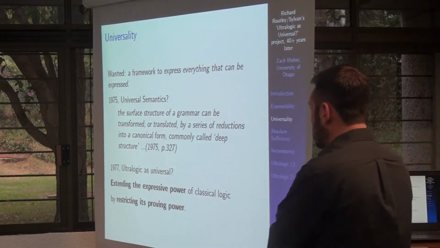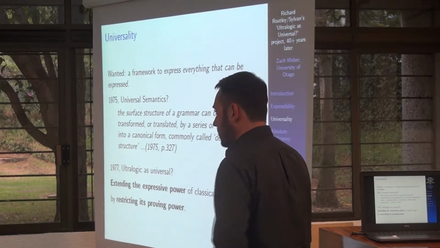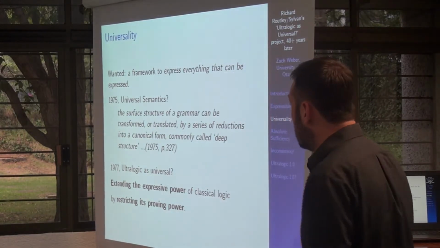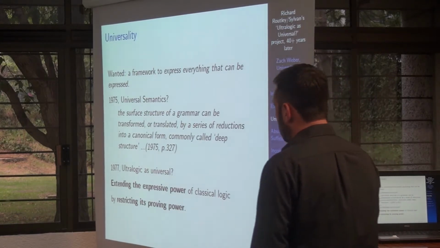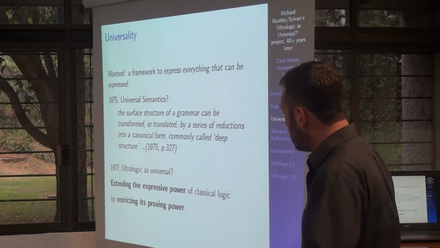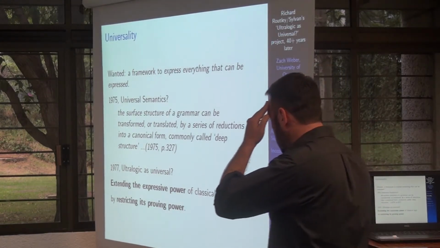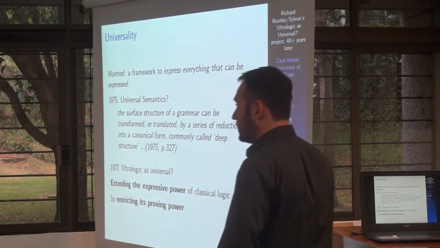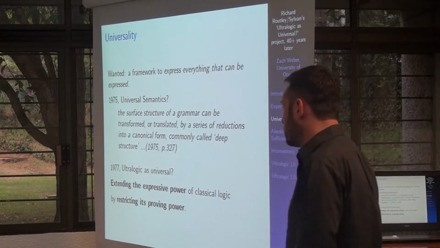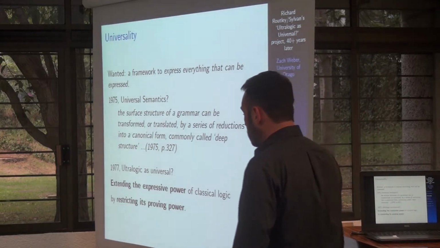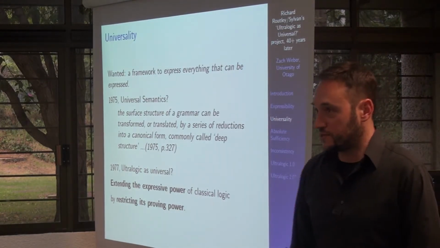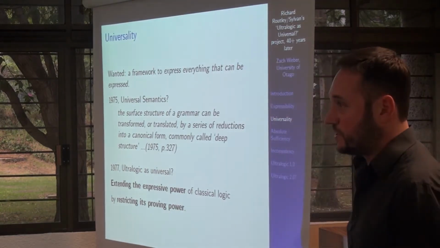So his interest in expressing things and saying, look, when you try to say that something is inexpressible, you somehow refute yourself, leads to a desire for a framework that can express everything that can be expressed. Some kind of universal semantics, some kind of formalization of this notion of a language with a deep structure. And in 1977, he produces Ultralogic as Universal, which both looks to extend the expressive power of classical logic, while at the same time restricting its proving power.